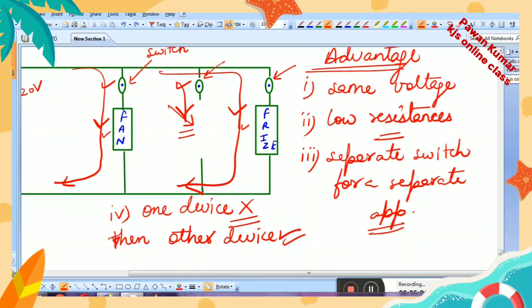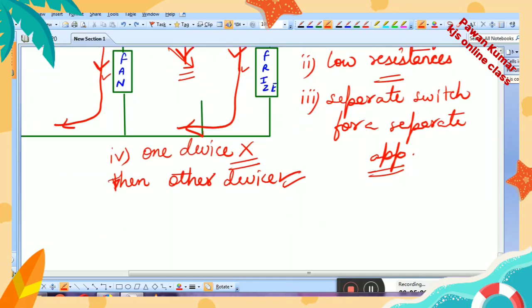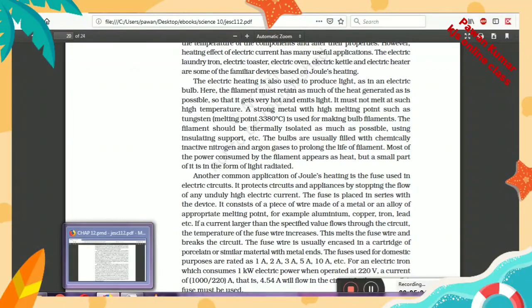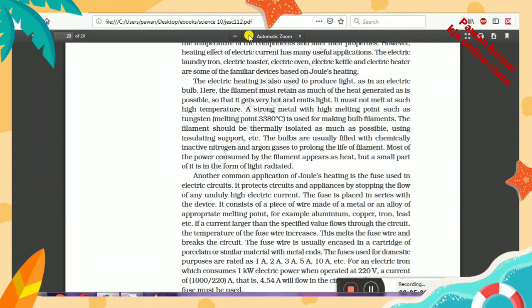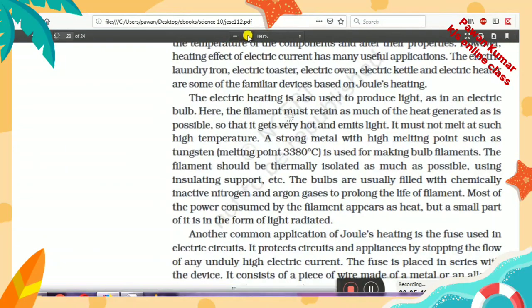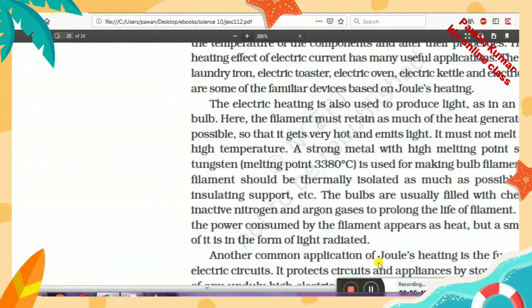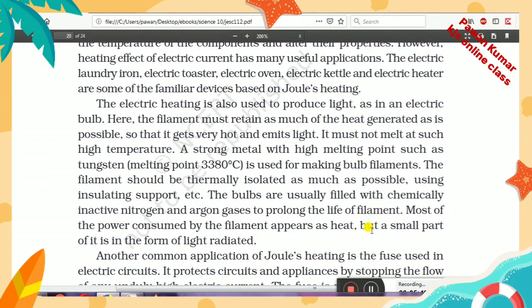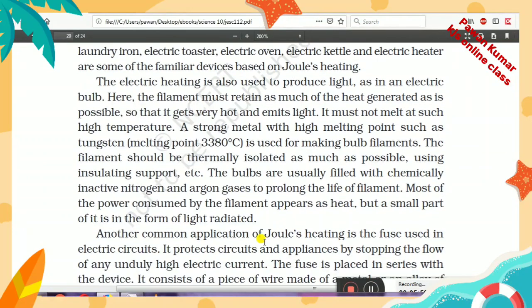Not more than 4 will be asked. In half part you can write one advantage, and it will be your 2-mark question if it will come in your exam. So with this figure I explained you 2 things: the working of fuse as well as the advantages of household connection in parallel. 2 things we studied here. After this, what is next, children? Let us see. So these all things we studied here.